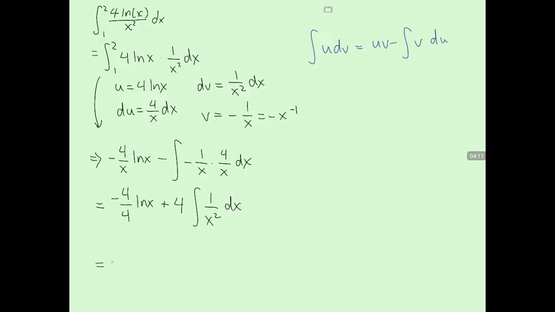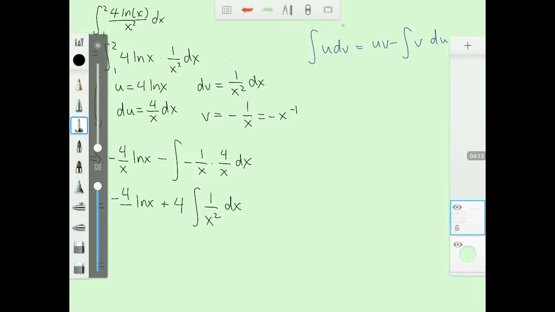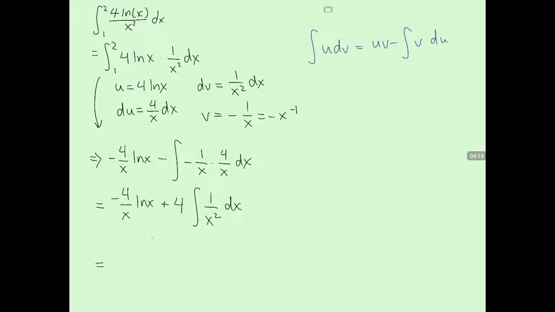We can rewrite this as, I don't know why I wrote a 4 there, that's supposed to be an x, negative 4 over x ln x plus 4 times negative 1 over x plus c, because this is the indefinite integral. But what we are concerned with is not the indefinite integral, but the definite integral from 1 to 2.